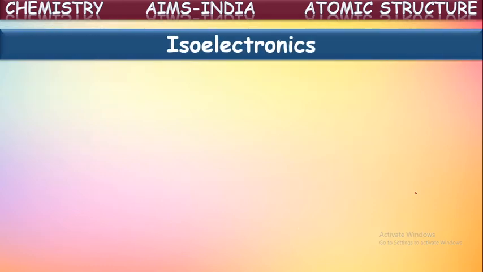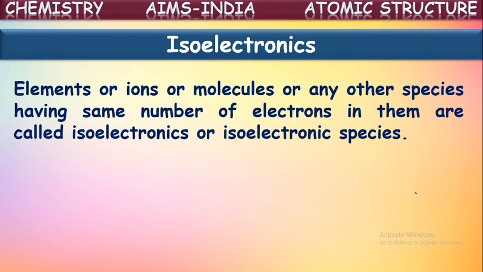Okay, next, isoelectronics. Elements or ions or molecules or any other species which are having the same number of electrons in them are called isoelectronics or isoelectronic species. They might be atoms or ions or molecules, whatever they might be. If they have the same number of electrons, then they are called isoelectronics or isoelectronic species.